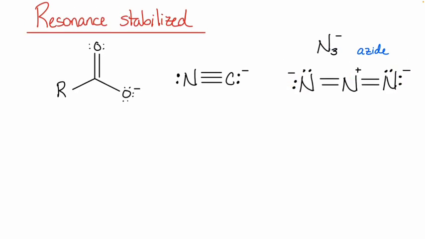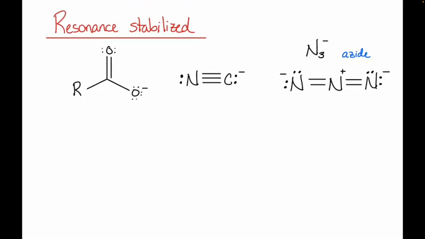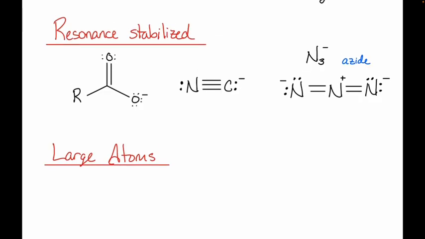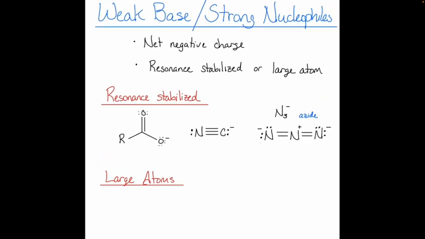So these are some examples of resonance stabilized nucleophiles. They're good nucleophiles because of that net negative charge, but they're not good bases because of that resonance stabilizing that negative charge. All right, on the flip side here are large atoms. So these are atoms holding that negative charge. And what's a quintessential example of something that has a negative charge but is bad at being a base?